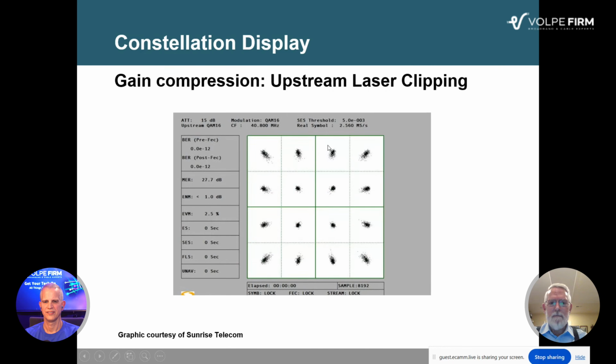And this is in the upstream. So you can see that there'd be a potential issue there. So that's the onset of gain compression in the upstream.